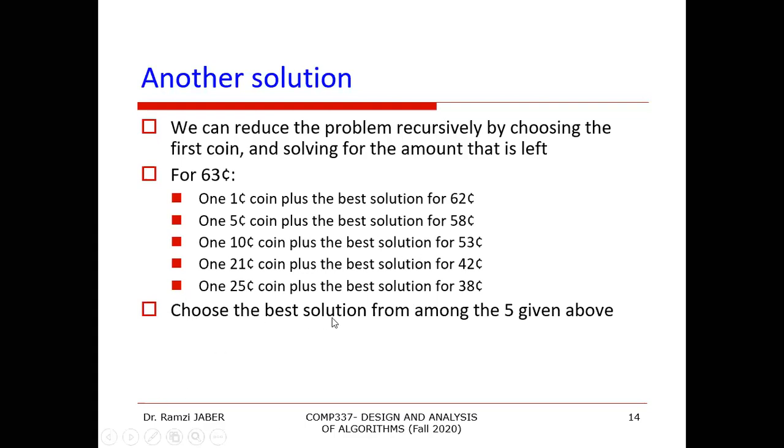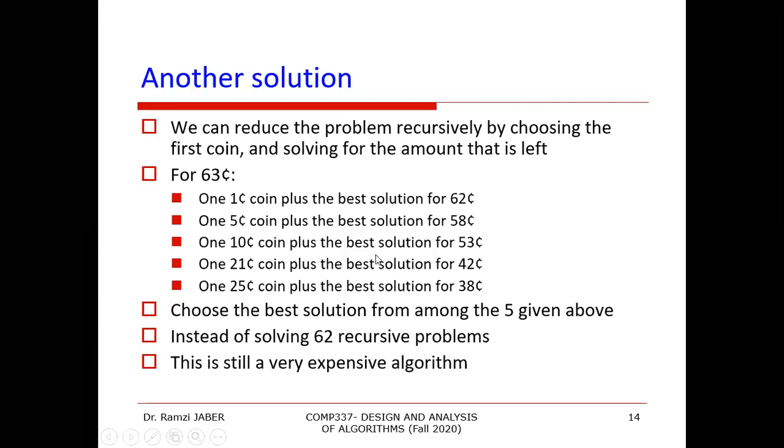So as you can see here, we will decrease the amount of iteration. So choose the best solution from among the 5 given above. We have only 5 steps or iterations, okay, or loops. So instead of solving a 62 recursive problem, we did it with only 5 given, okay. This is still a very expensive algorithm. هون شو صار؟ صار عندنا هون 5 power n.